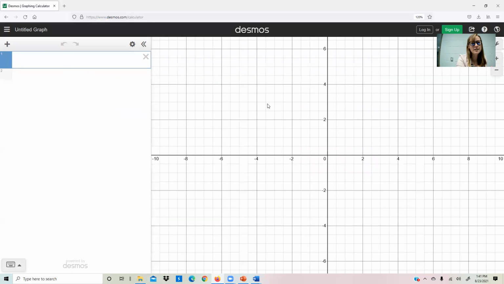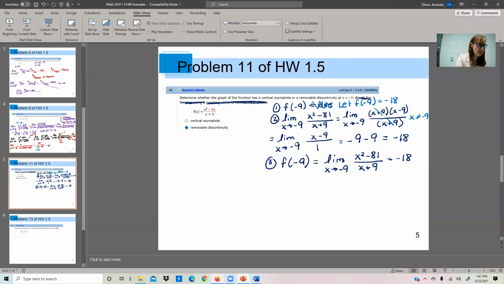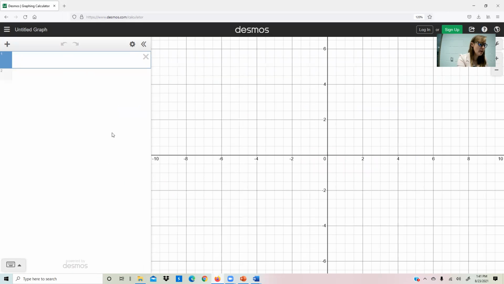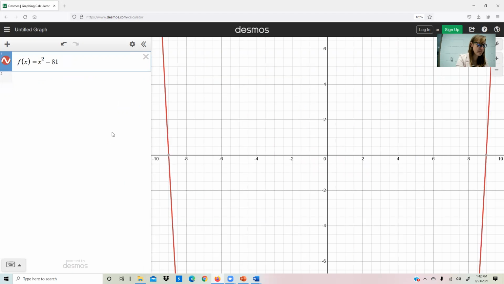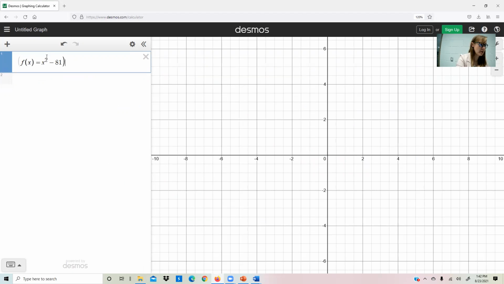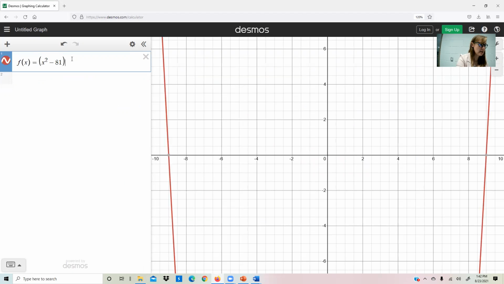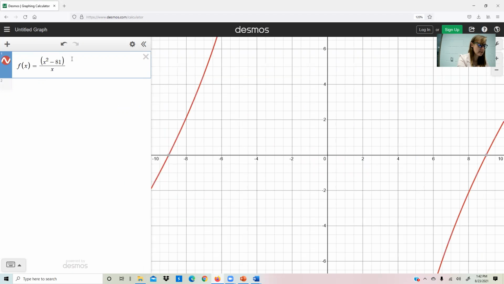Definitely, the answer key is nice, but you should be able to do the problem without the answer key. This is just that reinforcement. I've already forgotten the function. Okay, so I'm going to desmos.com. And we want to look at f of x equals x squared minus 81, and I'm going to put parentheses and then over x plus 9. Let me check that again. Okay.